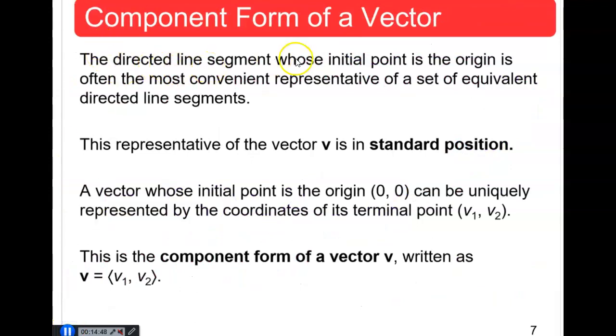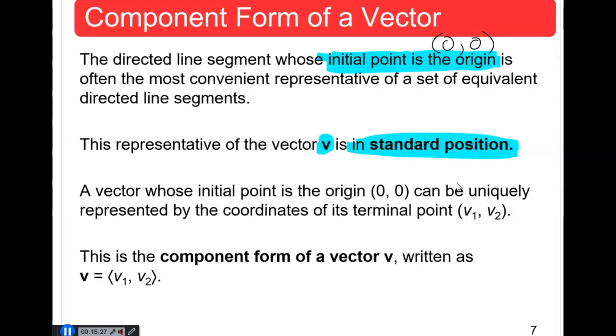The directed line segment whose initial point is the origin. Remember, we had an initial and a terminal point. So if the initial point is located right at the origin, which is at 0, 0, the intersection of the x and y axis, it is often the most convenient representative of a set of equivalent directed line segments. This representative of the vector v is in standard position. So if your initial point is the origin, we refer to that vector as in standard position.